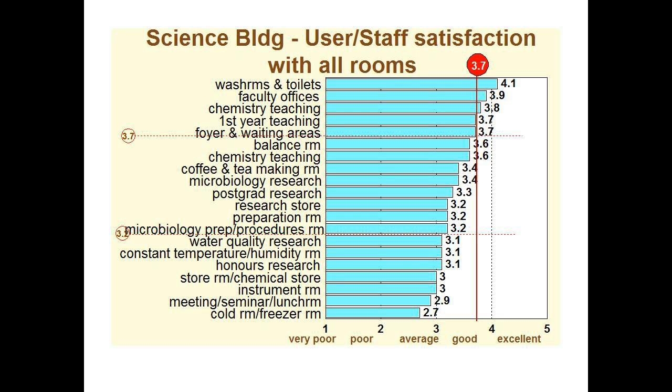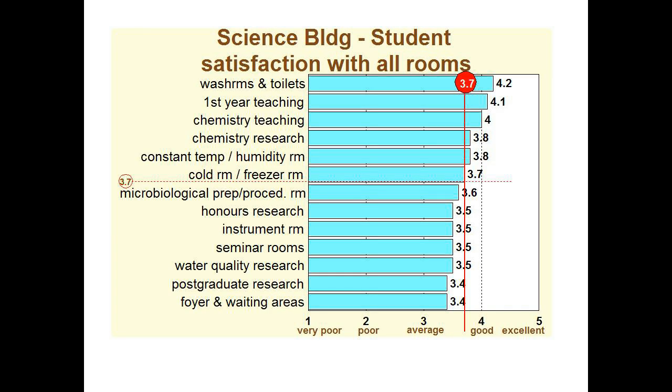So if we move now to the science building, the user and staff satisfaction with all rooms. Very interesting here. Again, many rooms that fall under the target of 3.7. The worst being the cold room, freezer rooms, meeting, lunch rooms, storerooms, instrument rooms, that type of thing. So there's a number of things there which really aren't satisfying the requirements for the science users and staff. And they're very different types of rooms even compared to what we were looking at with the visual arts rooms in the first place.